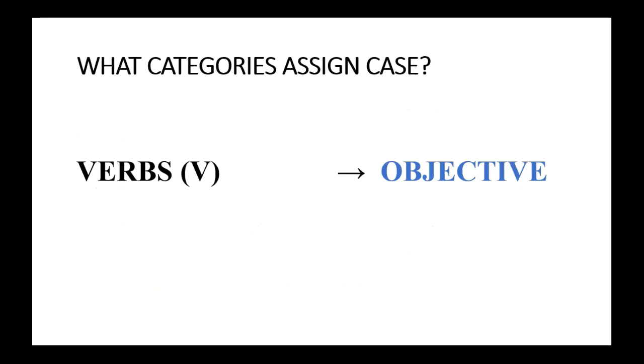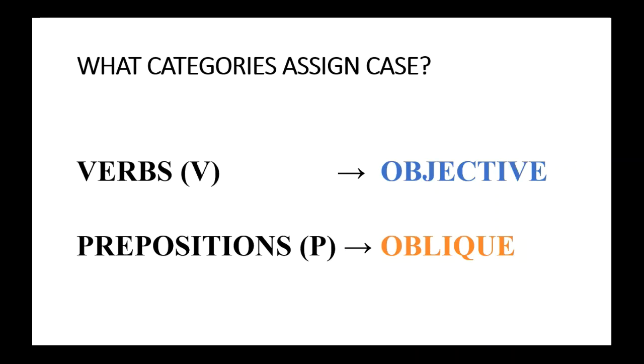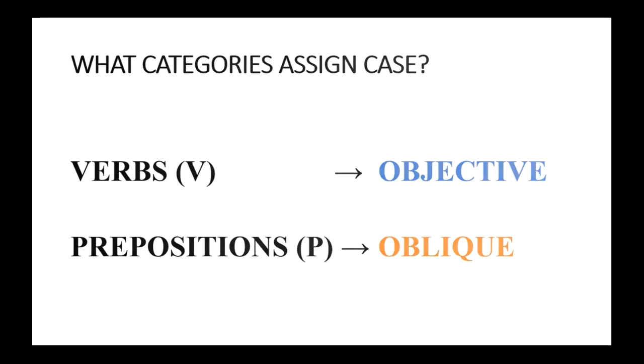Now, what categories assign case? How do we assign case? Well, we will say that verbs assign objective case, and prepositions assign oblique case. So verbs assign objective case, prepositions assign oblique case.